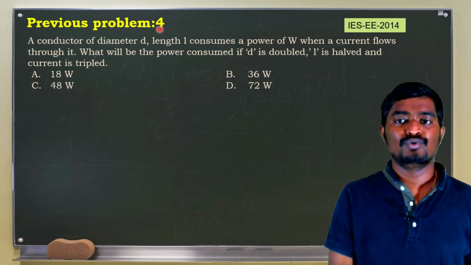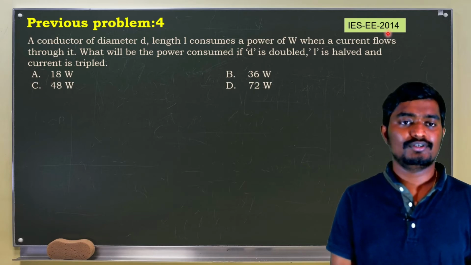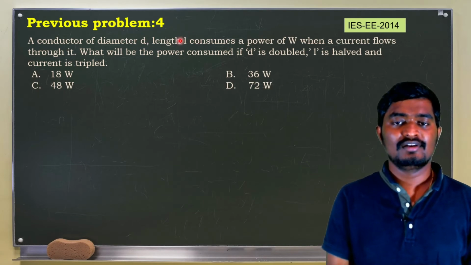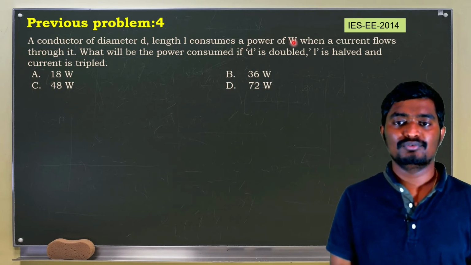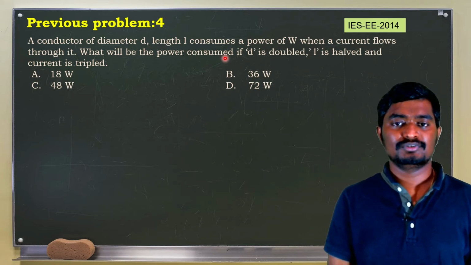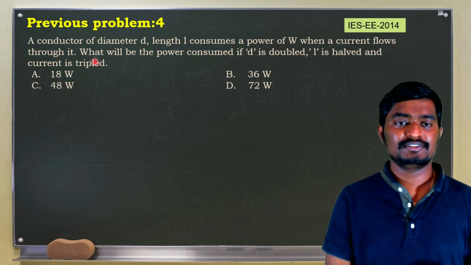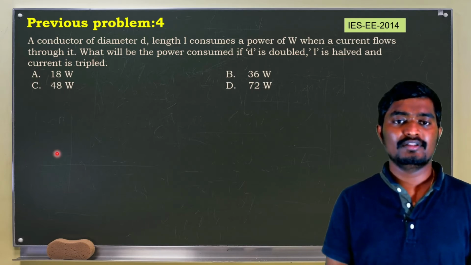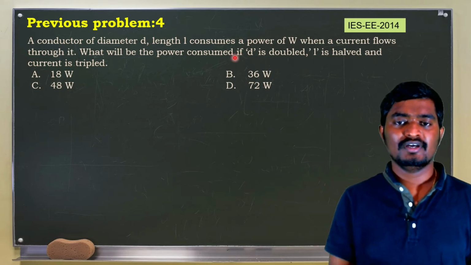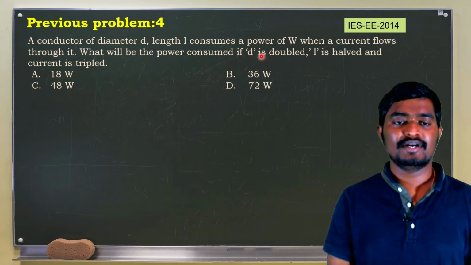Problem number 4. This question was asked in the engineering service examination in the electrical branch in 2014. A conductor of diameter D and length L consumes a power of W watts when current flows through it. What will be the power consumed if the diameter is doubled, the length is halved, and the current is tripled? Here we have to calculate the power consumed by the conductor when its diameter is doubled, length is halved and current is tripled.